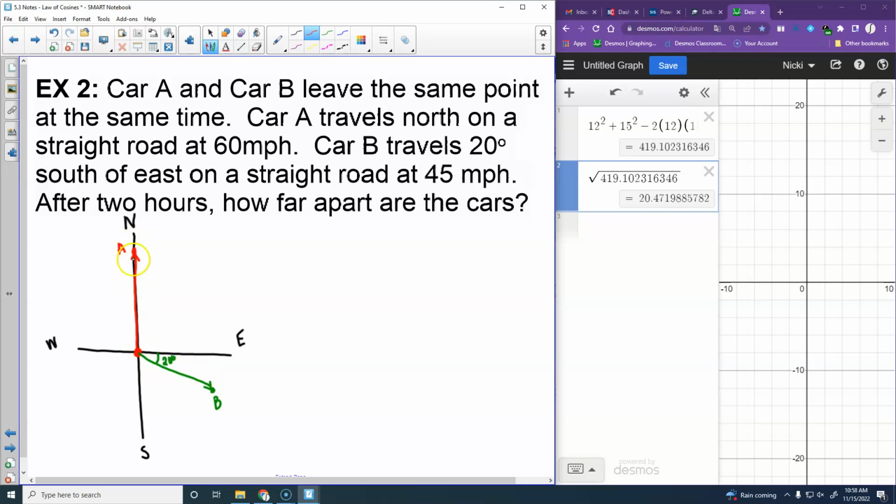So we need to figure out how far they went because they didn't tell us the distance, but we should be able to figure it out pretty easily. So this is 2 hours having gone by. Car A was going 60 miles per hour north for 2 hours. How far did car A get? 120. And then how far did car B get? 90.